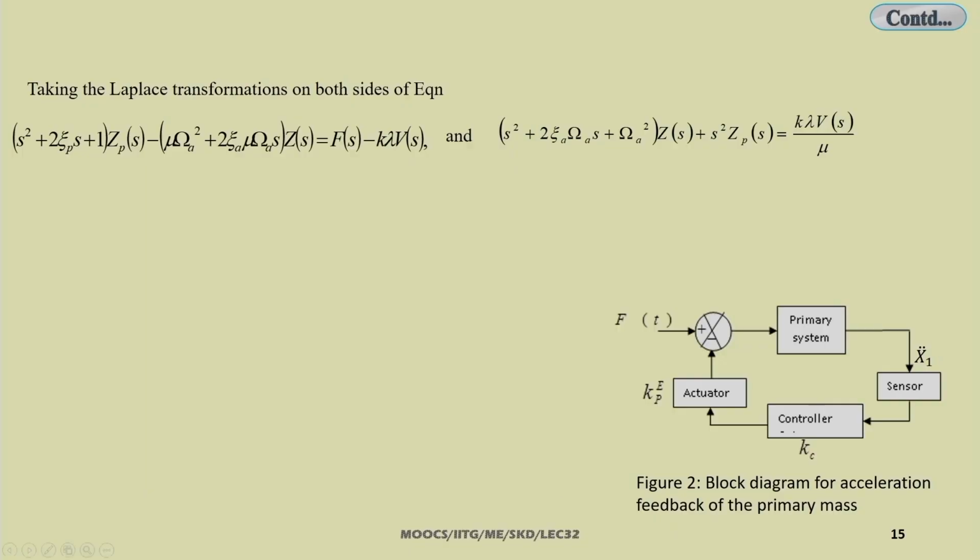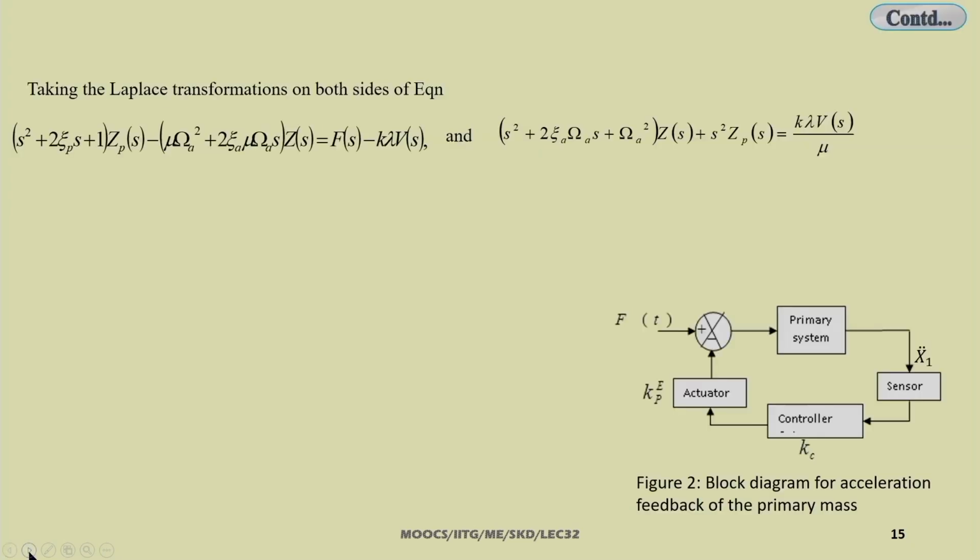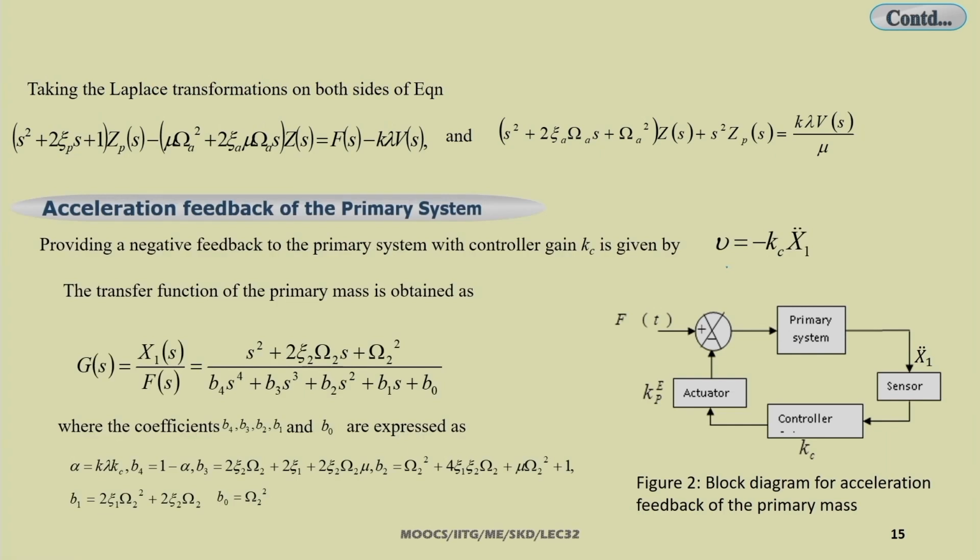In the controller, we can write down the control force. This control force, or in terms of voltage, can be written V equal to minus Kc x1 double dot. So, this Kc multiplied by x1 double dot will give you the voltage. Taking this as the feedback, it can now be fed to the actuator.